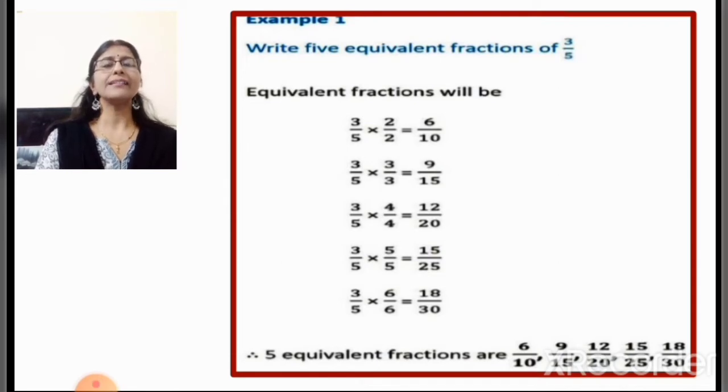So you can see here whenever you are taking any number, you have to take it for both. For the numerator also you will have to do the same operation. Multiplication here is done with the same number. Okay, the numerator will be multiplied by the same number and the denominator also has to be multiplied by the same number. And when you are dividing, at that time also you have to see the numerator as well as the denominator should be divided by the same number. Then only they will be called equivalent fractions.